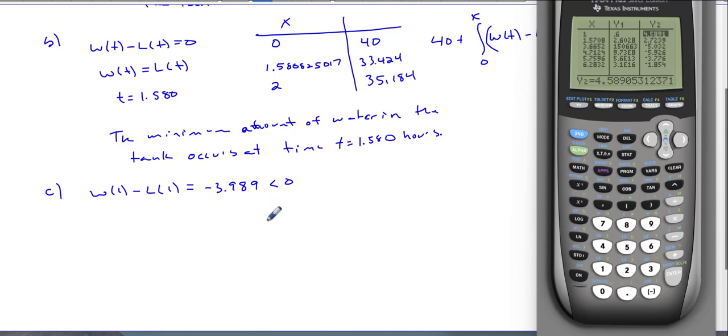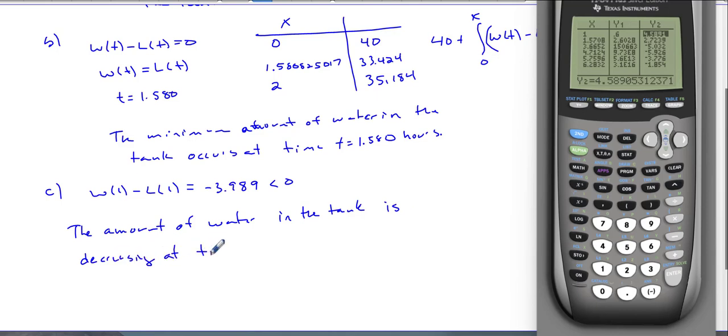So the amount of water in the tank is decreasing at time t equals 1, that'd be hour, right? Because W of 1 minus L of 1 is less than 0.